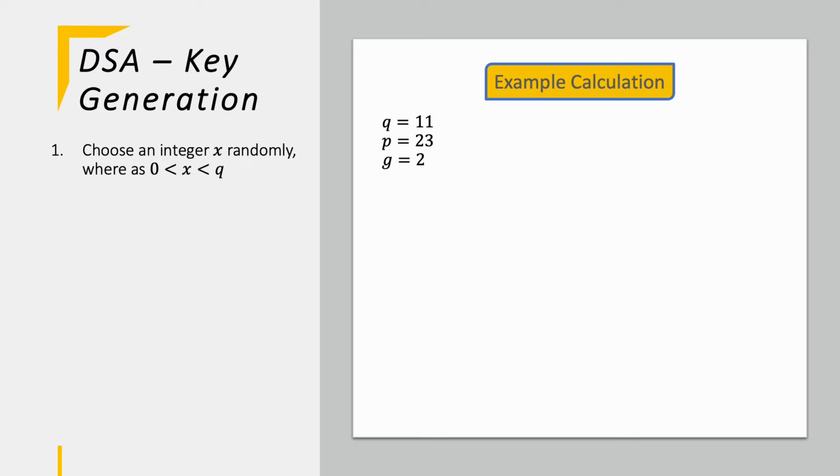and P. So for the next step, which is choose an integer x, small x, randomly, whereas x must be bigger than 0 but smaller than Q. So anything between 1 and 10 pretty much works. In our example, we pick 5. Then we need to compute y, which is g to the power of x modulo p.